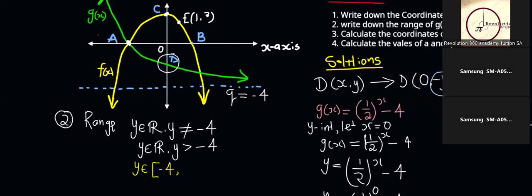But you need to know the difference: the one that we just wrote like this is in an inequality form. So this is the range in an inequality form. And then this one is the range in an interval form.